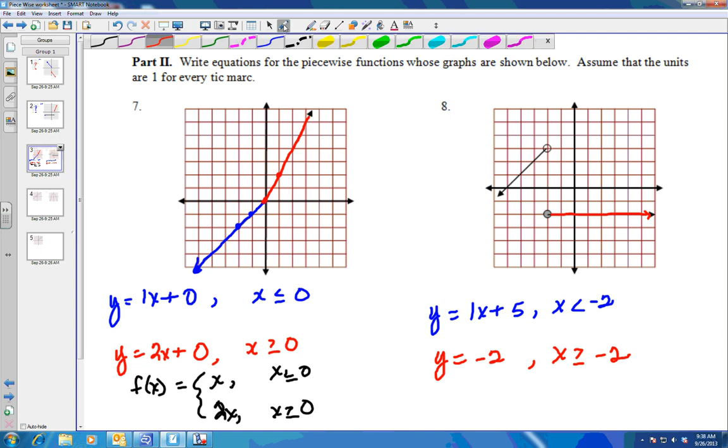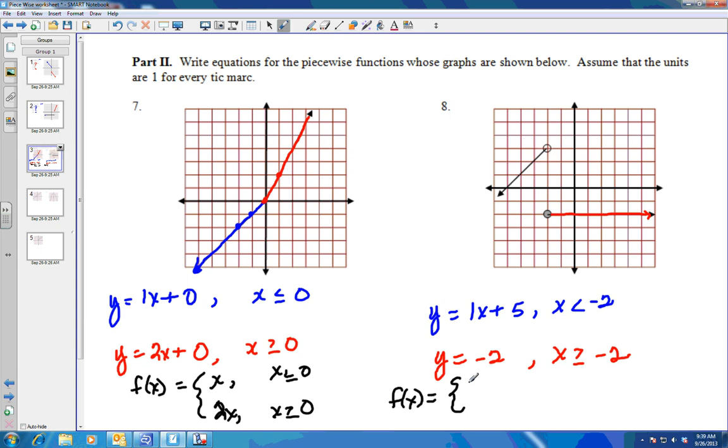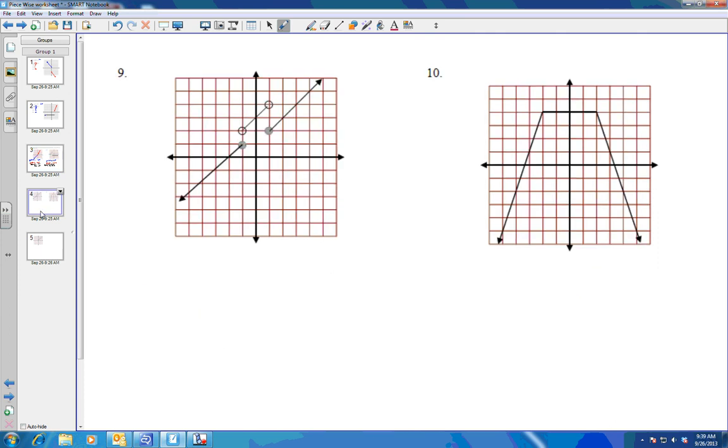So the way you'd kind of clean this up to make it look all nice and neat, f of x equals x plus 5, where x is less than negative 2, and negative 2, where x is greater than or equal to negative 2. Okay, number 8.